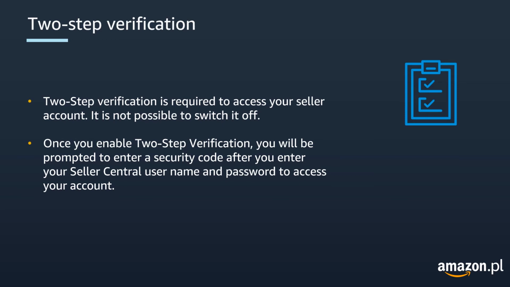Once you enable two-step verification, you will be prompted to enter a security code, and after you enter the security code, you will be able to access Seller Central using a combination of username, password, and security code. The code will be sent via text message to your phone number. It can also be received through a voice call, or you can also download an Authenticator app and obtain it from there.